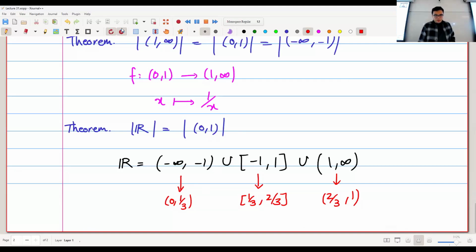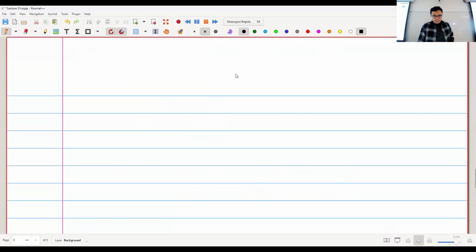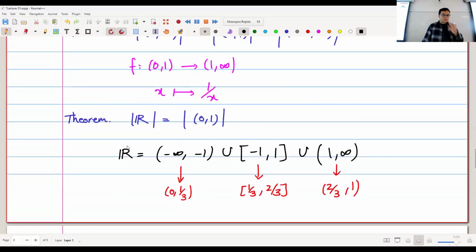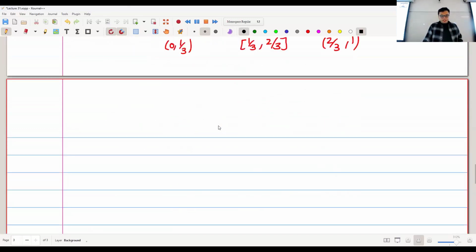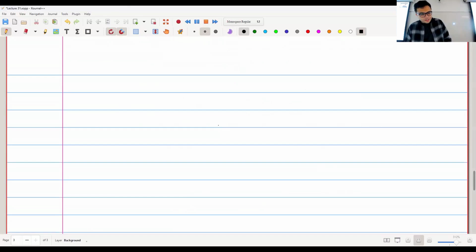But exactly how big is this set? I mean, I just know that the set of real numbers is the same size as this segment, but how big is it? This is my next theorem. The set of real numbers has the same size as the power set of the set of natural numbers.